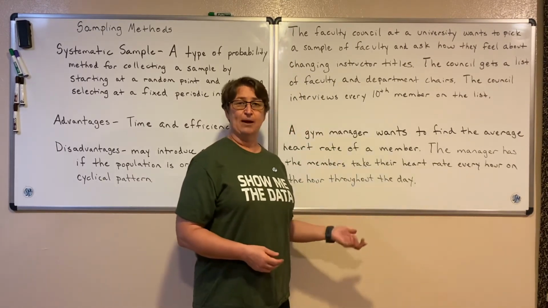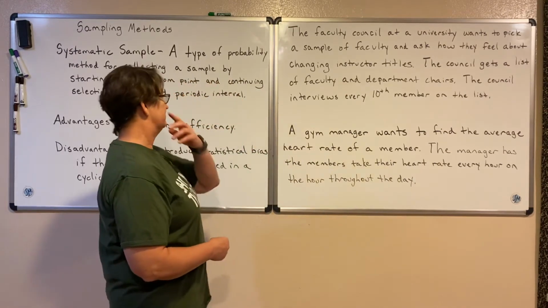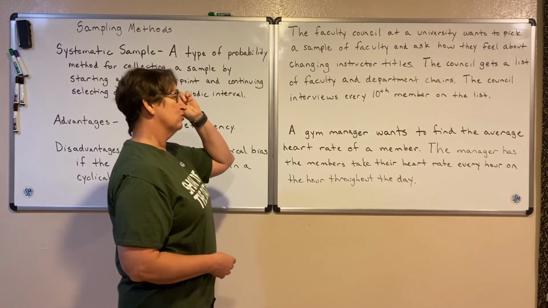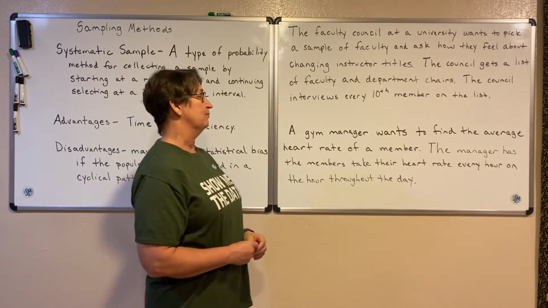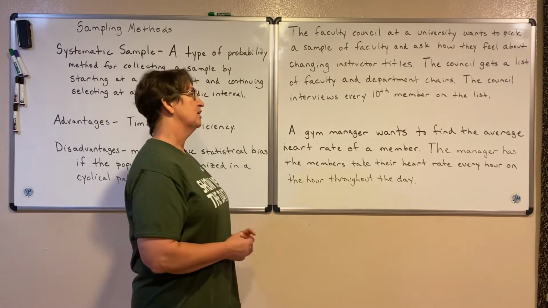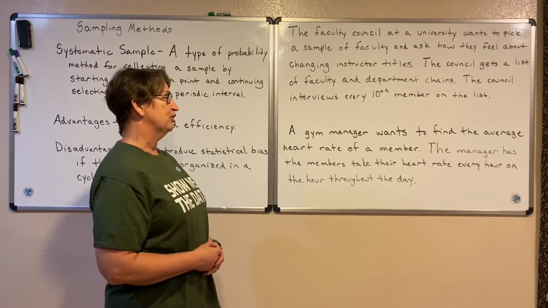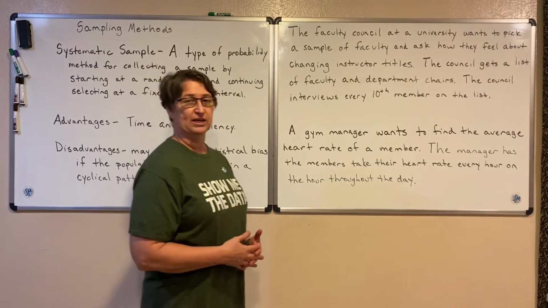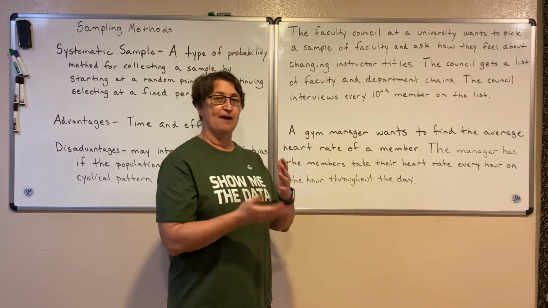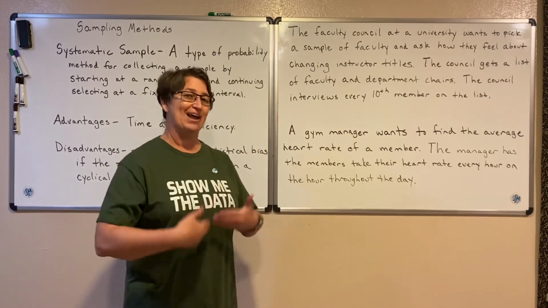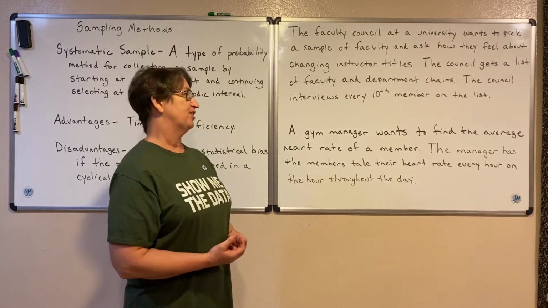Here's a couple of examples of a systematic sample. The faculty council at a university wants to pick a sample of faculty and ask how they feel about changing instructor titles. The council gets a list of faculty and department chairs. The council interviews every 10th member on the list. So again, instead of talking to every member, we're just looking at every 10th one. We have this pattern or this system for choosing the members for the sample.